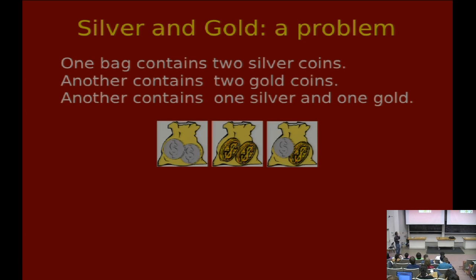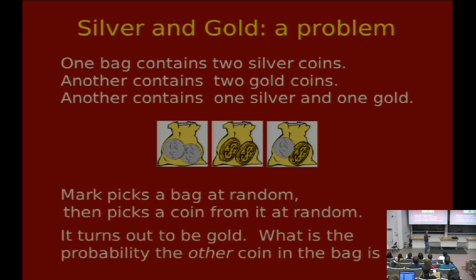So I'm going to do a little problem now that involves conditioning. So let's say you have 3 bags, and you know that one of them contains 2 silver coins, one of them contains 2 gold coins, and one contains 1 silver and 1 gold. Have you seen this problem before? All right. So I'll just go quickly, and you'll get the answers. Okay, so you pick a bag at random, and then you pick a coin at random, and it's gold. What is the probability that the other coin in the bag that you picked is gold? If you've seen it before, you just shout out the answer.